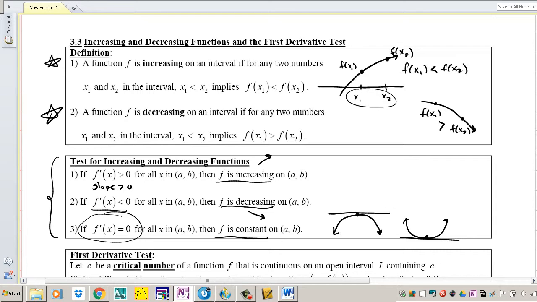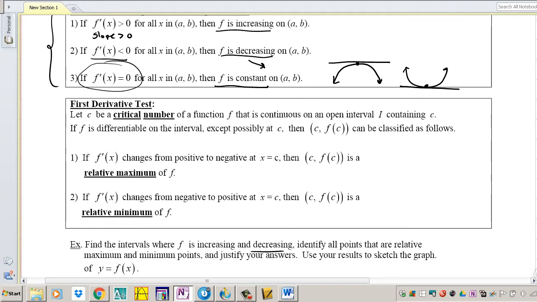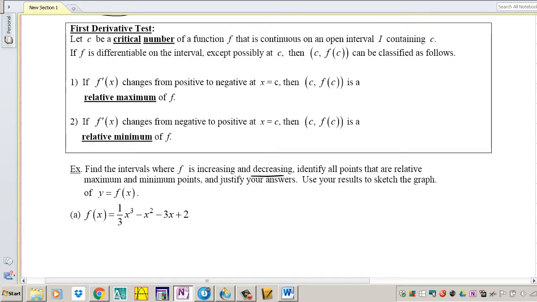Now let's go ahead and take a look at the next part of your notes, the first derivative test. Let c be a critical number. What does a critical number mean? A critical number is when you have the derivative at some c equal to 0, or the derivative at some c is equal to undefined.